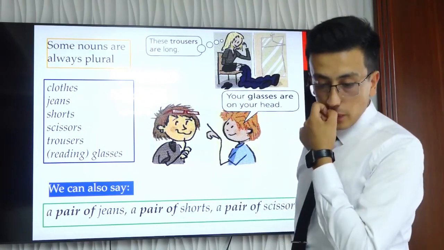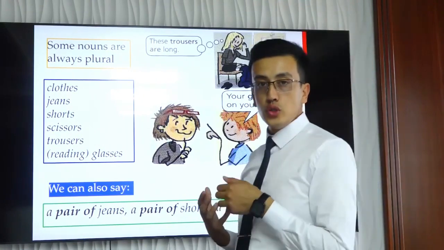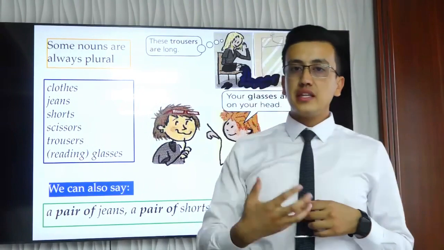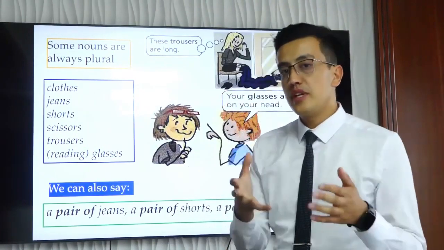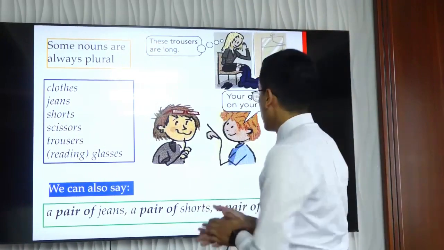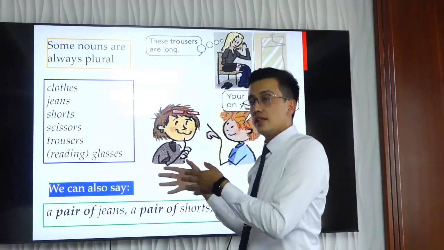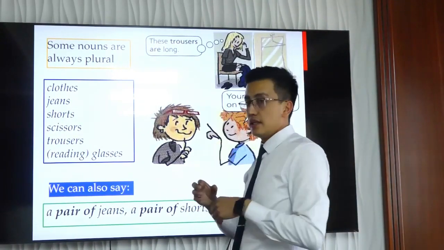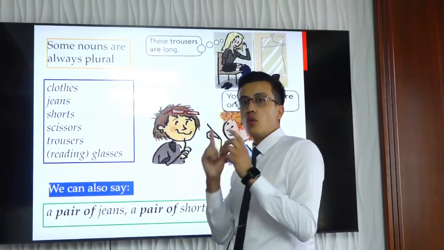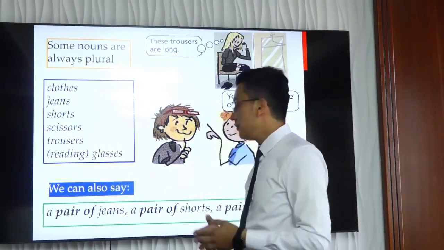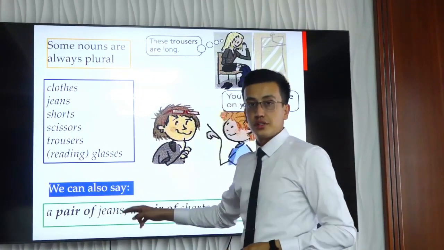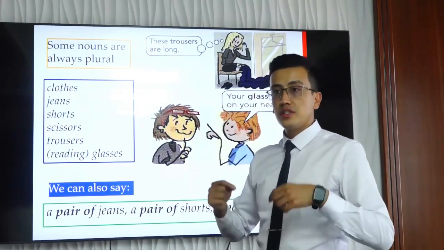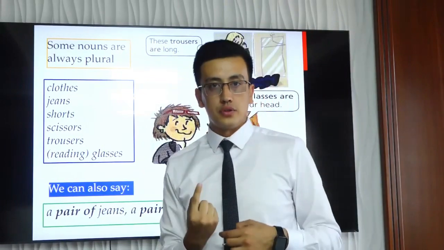And what should we do to make it clear how many pieces of clothing there are? If you want to emphasize that there is actually only one in number, you should use this kind of collocation: a pair of jeans. A pair of jeans. This means just one piece of clothing.